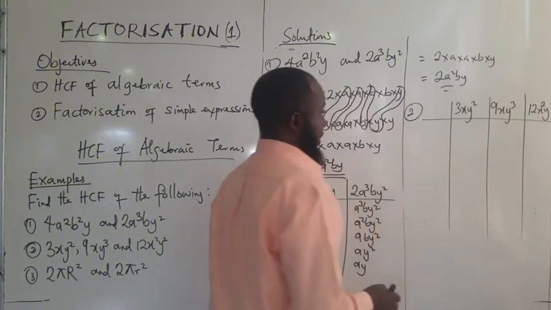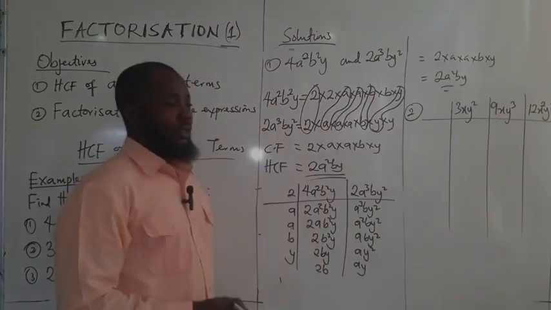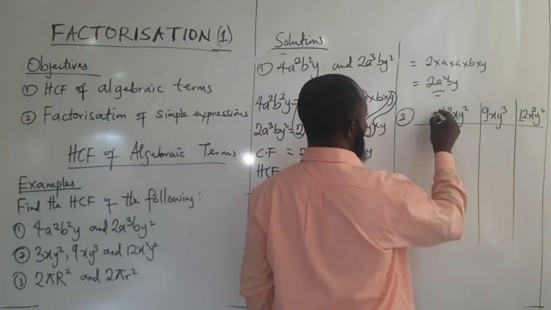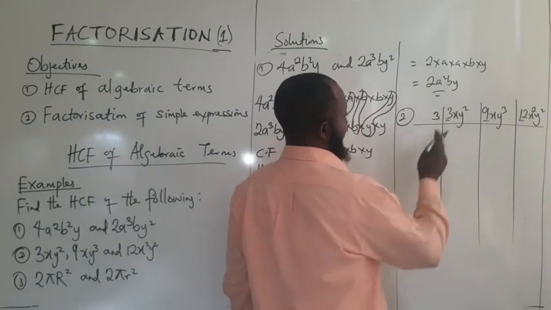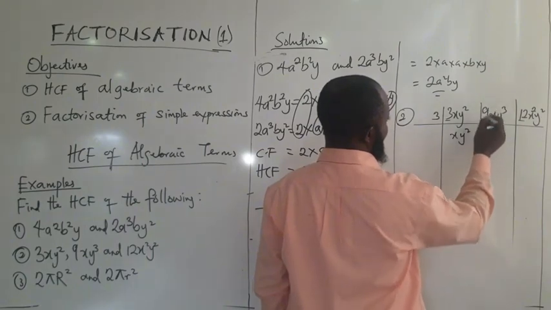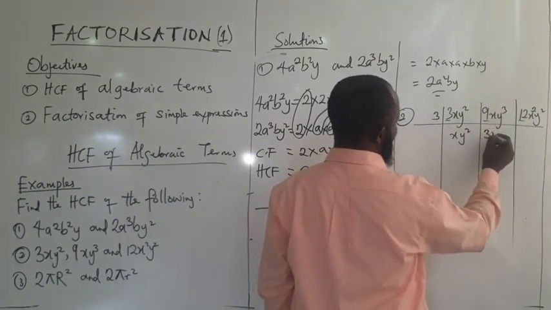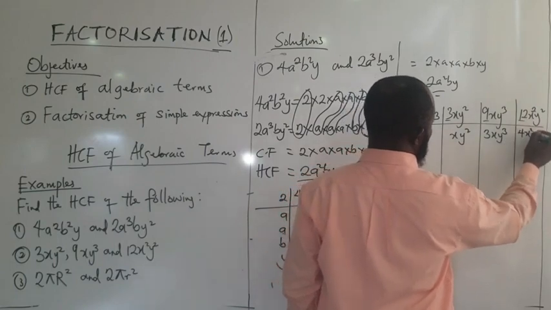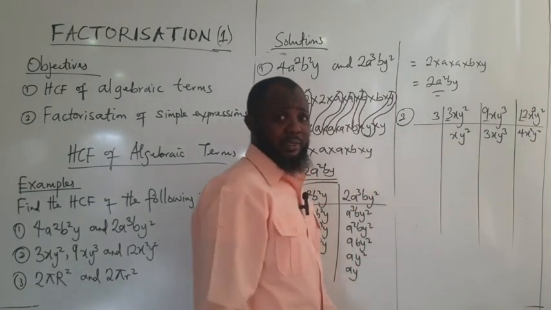So the first thing we look at is the numbers. The number that can go into 3, 9 and 12. So it's 3 that can go into all 3 of them. So 3 divided by 3 is 1. That means we're going to have x y squared left. 3 in 9 is going to give us 3x y cubed. 3 in 12 is 4x squared y squared. I hope I'm making sense.